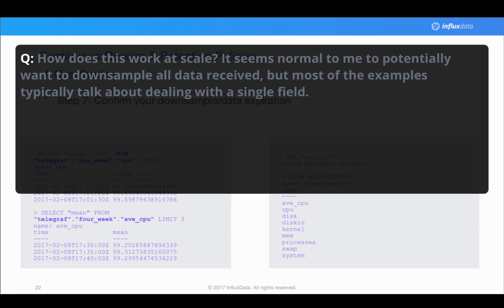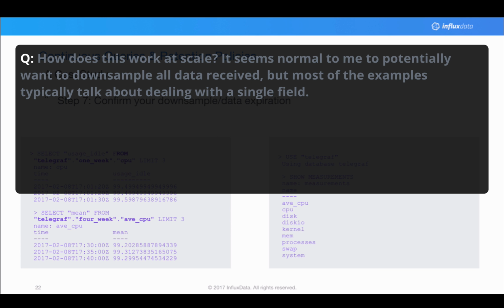Paul asks, how does this work at scale? It seems normal to me to potentially want to downsample all data received, but most of the examples typically talk about dealing with a single field. Well, Paul, at scale InfluxDB installations, I've seen people attack this a number of different ways.